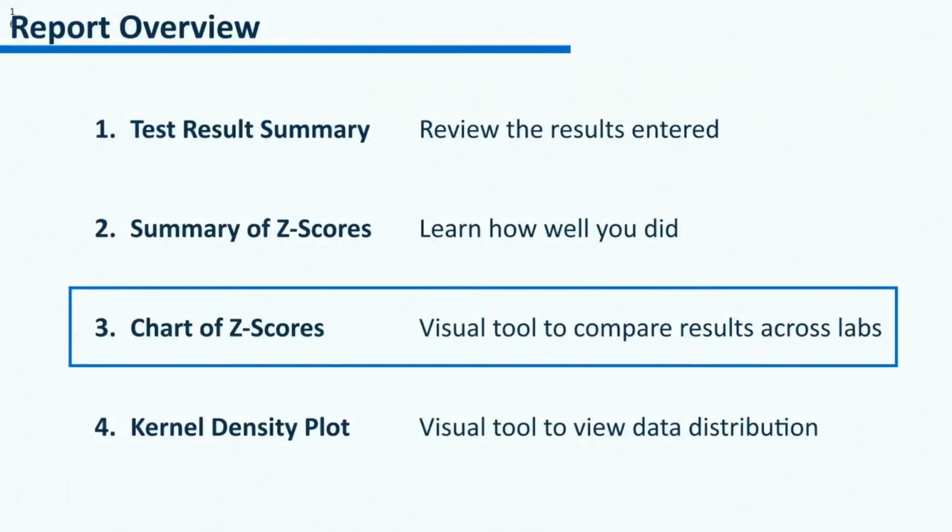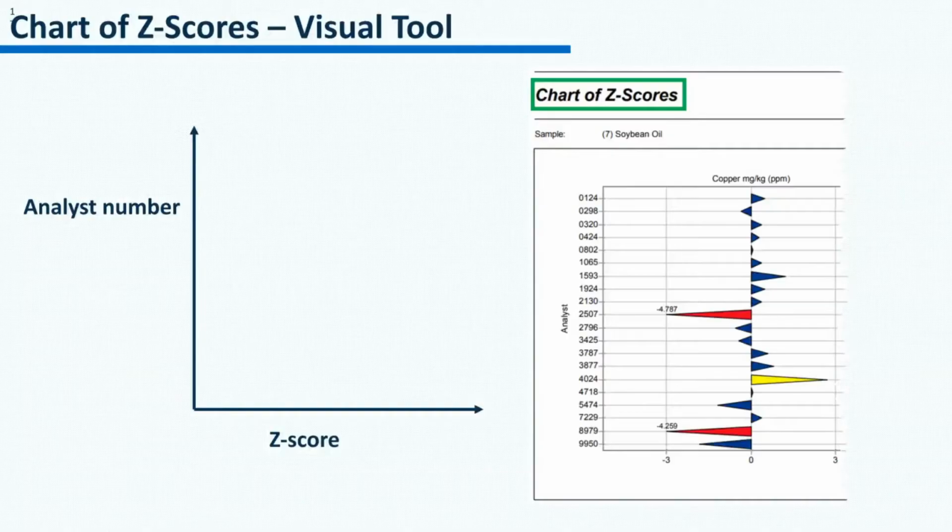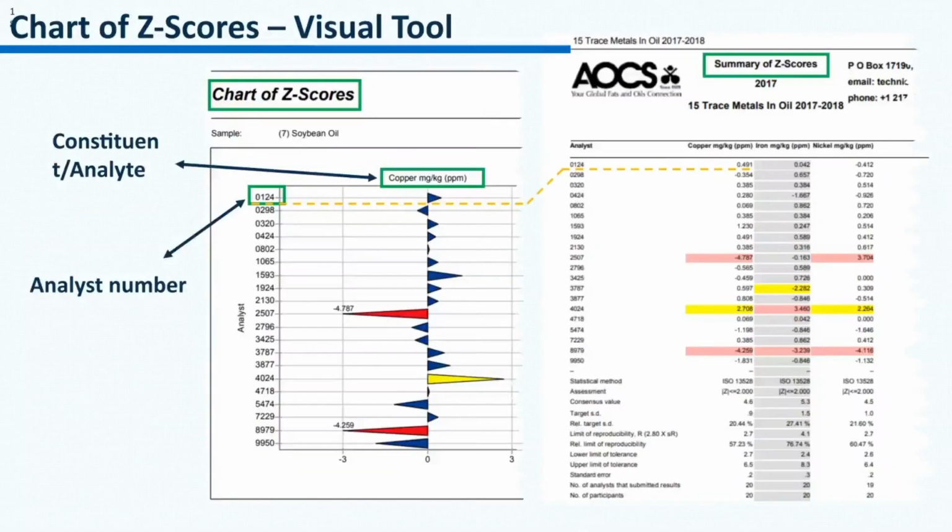The third part of the report is the chart of z-scores. It is essentially presenting the z-scores given in the second part of the report in a chart, where the x-axis is the z-score, the y-axis is the analyst number. The chart of z-scores makes the comparison of z-scores across labs straightforward. To find your triangle in the chart, locate the analyst number on the left of the chart, and then go across to find your z-score for each constituent.